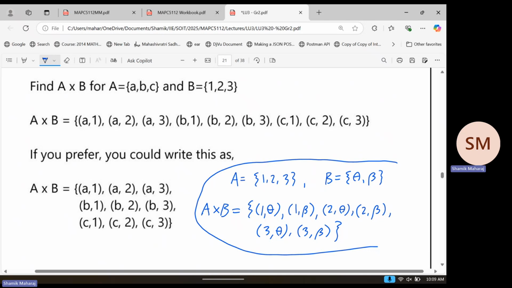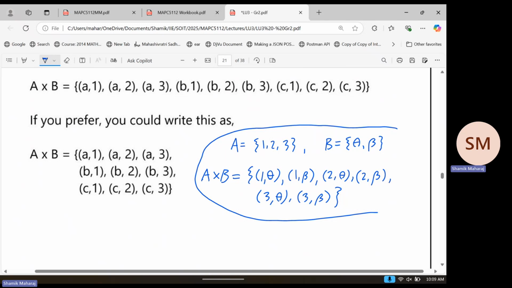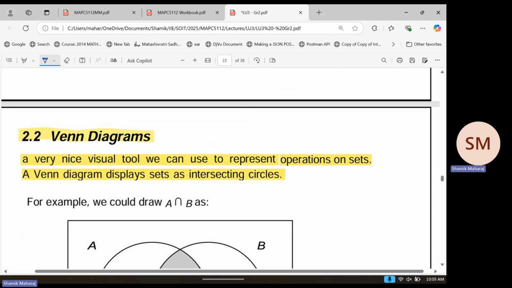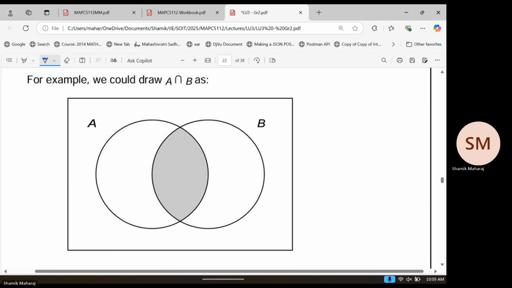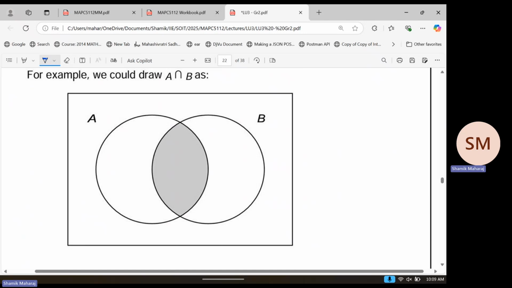All right, so that's that. Now we cover very quickly Venn diagrams. These will be covered in more detail later on, but now we just cover the basics. A Venn diagram is just a nice visual way to represent a set. We see an example right here of A intersect B. In a Venn diagram, sets are represented as circles. The square in the background represents the universe, or the big set from which all subsets are taken.